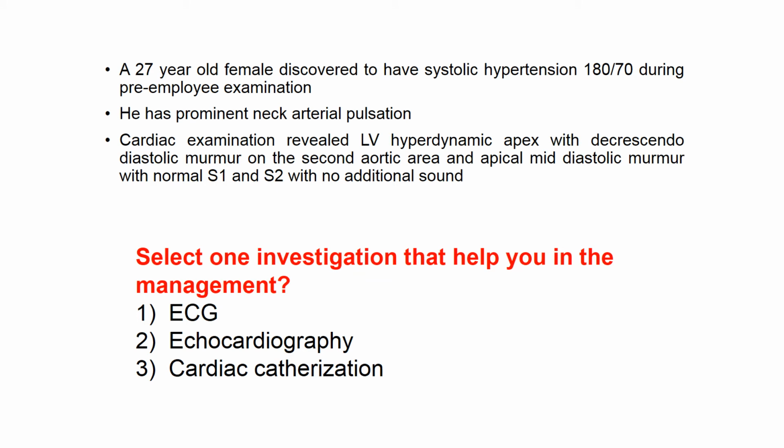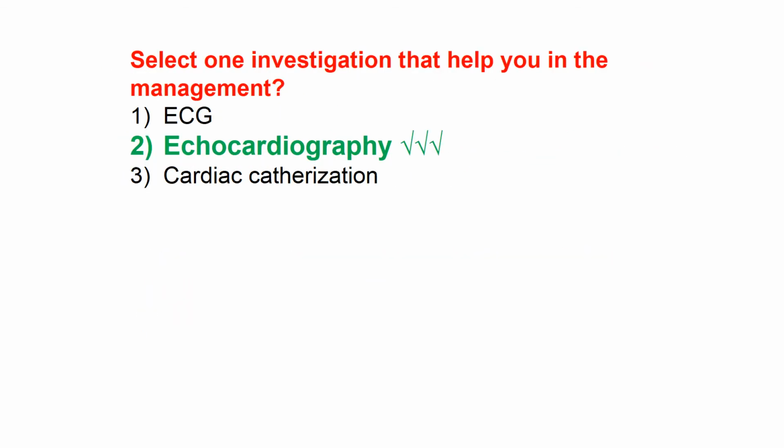If you have to select one investigation that would help you in the management of this aortic regurgitation, what will be the investigation of choice? Is it electrocardiogram, echocardiogram, or cardiac catheterization? The correct answer is echocardiography. The echocardiography determines the degree of aortic regurgitation and may also determine the etiology of this problem.